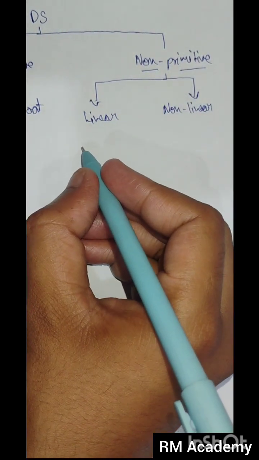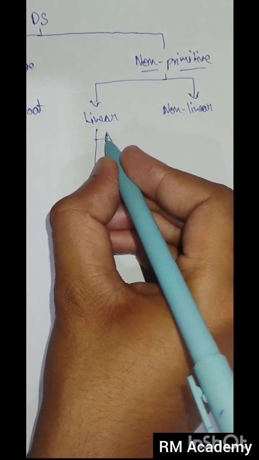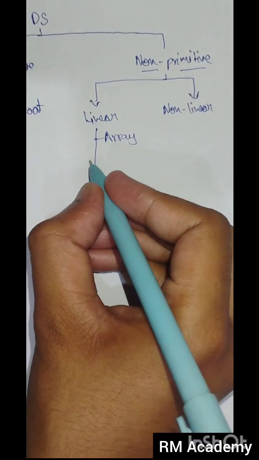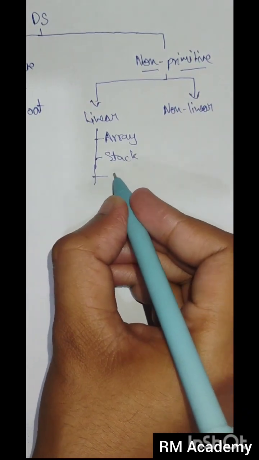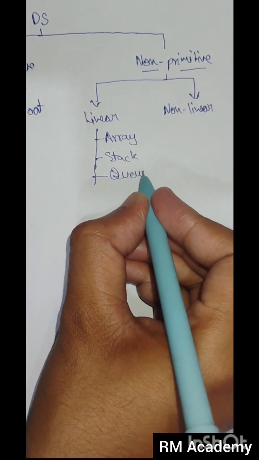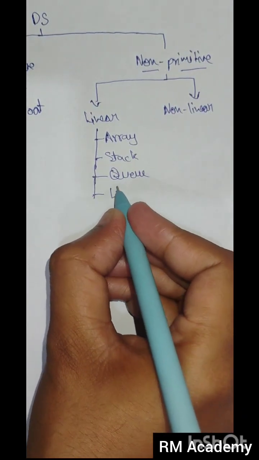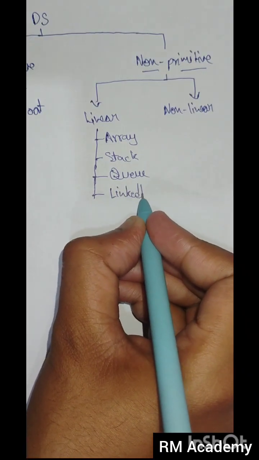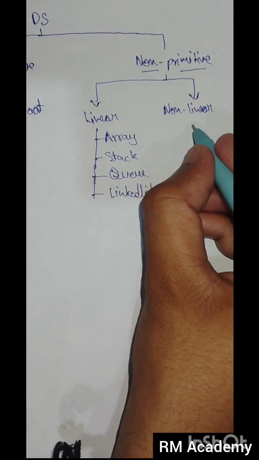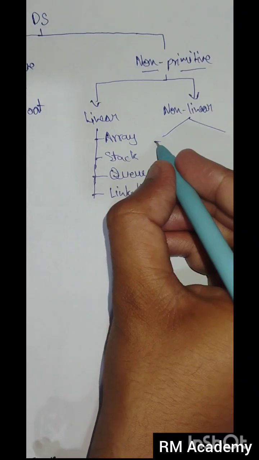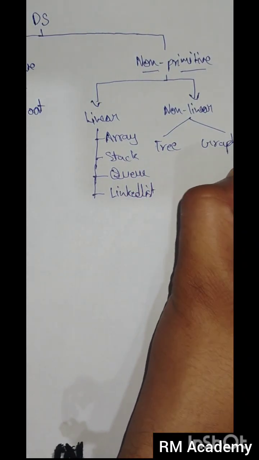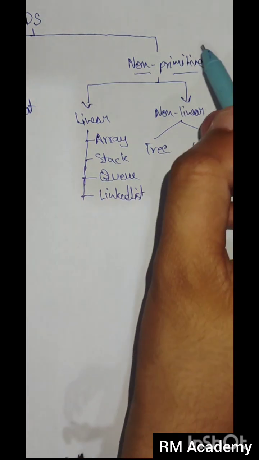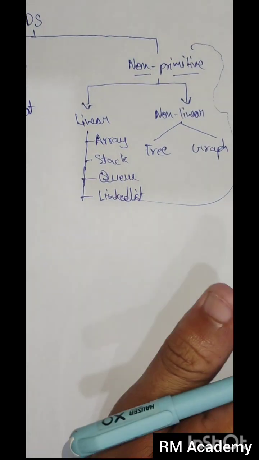In linear data structure, there are four types: array, stack, queue, linked list. In non-linear data structure, there are two types: tree, graph. So in DSA, we will discuss only non-primitive data structure.